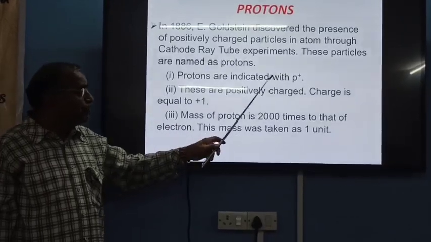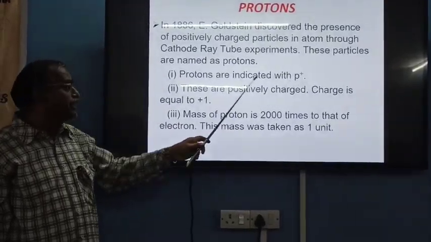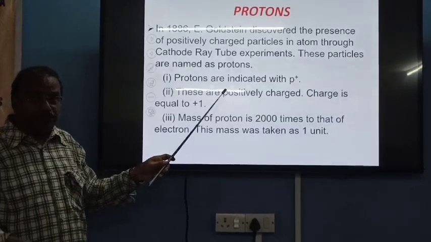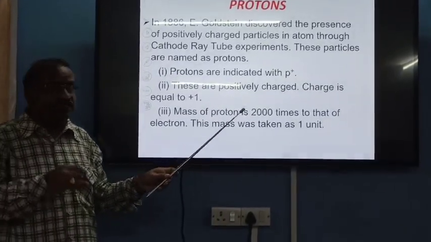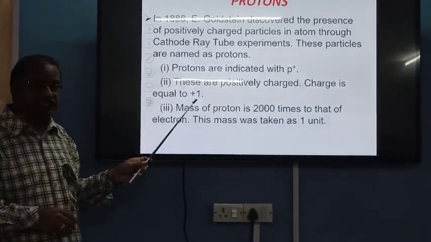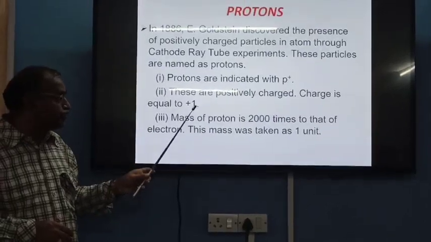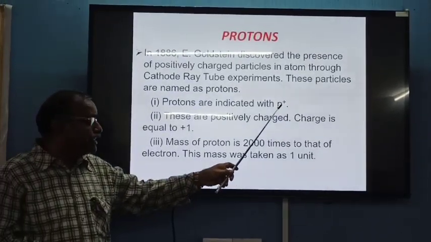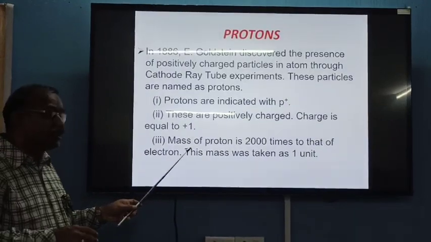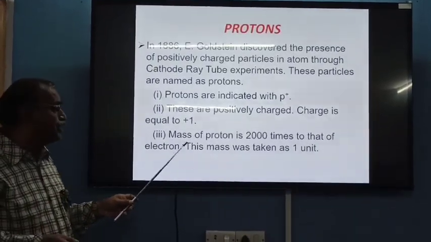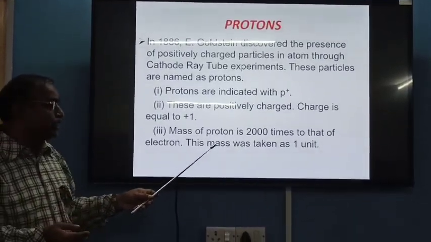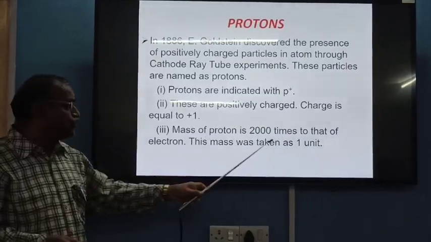Protons are indicated with P plus, and their charge, because it is positive, opposite to the electron charge, is taken as +1. The proton is about 2000 times the mass of an electron. The proton mass was taken as 1 unit.